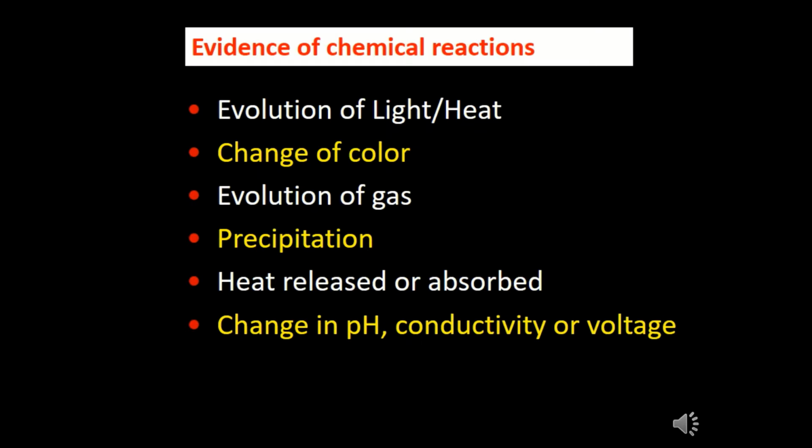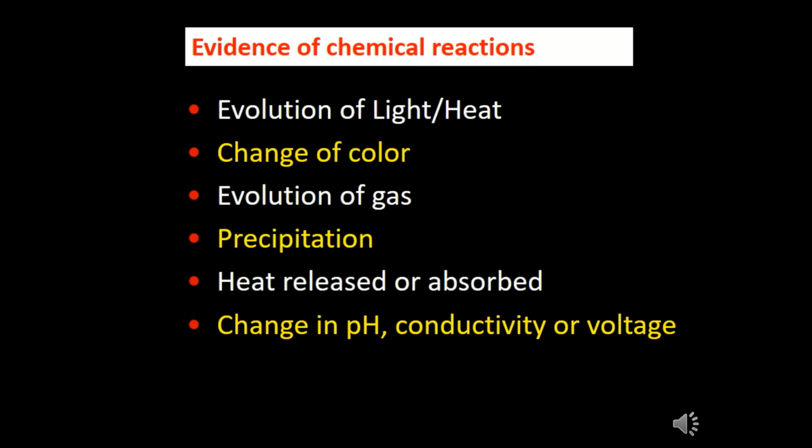Light we can see with our eyes. Heat we usually cannot see with our eyes, but if there is too much heat they produce fire, which of course we can see. But usually we can use a thermometer to show the temperature is going up or going down. It means something is happening inside in the process.